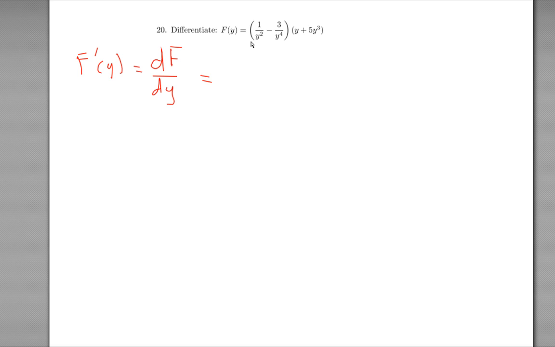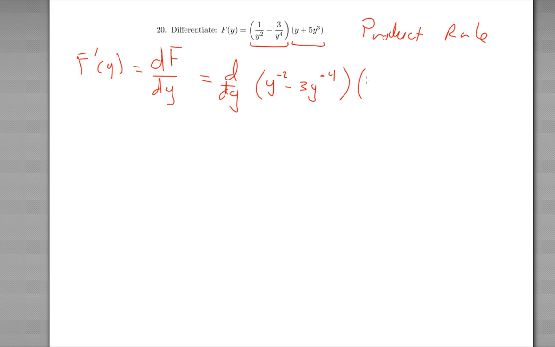And so now we have one function here that is a function of y, and we have it multiplying another function here, which is a function of y. So this would be a product rule. Right, one function times another function, so we need to use the product rule. So I'm going to rewrite these as y. Before I do that, I want to say that this is the derivative with respect to y of the following: y to the -2, because that's what this is, minus 3y to the -4 times y plus 5y cubed.